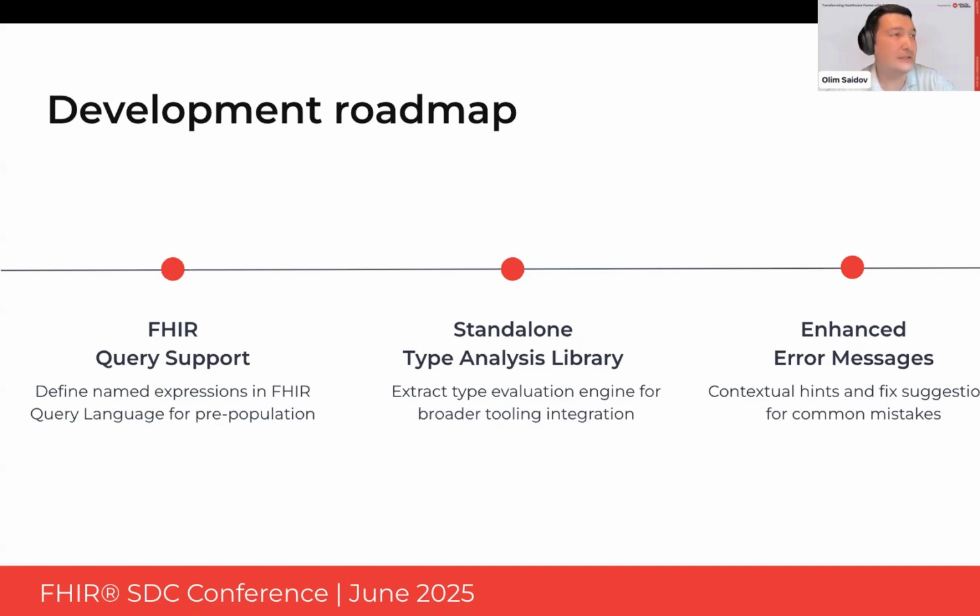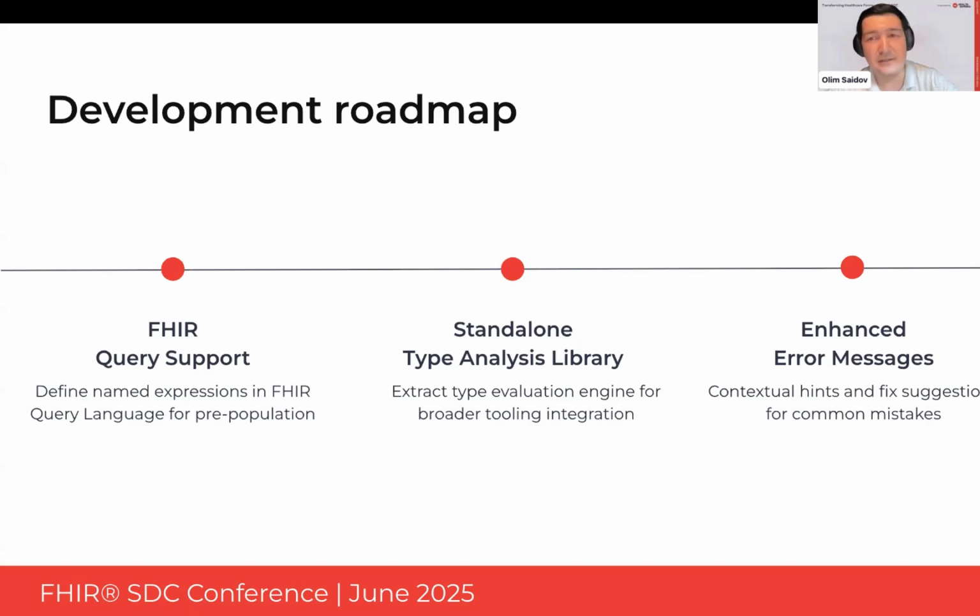We are also extracting our type analysis library into a dedicated NPM package, so other tools or editors can leverage our type tracking logic for their own auto-completion features. Things like Code Mirror, Monaco, or any custom editor that needs FHIRPath intelligence would benefit from it.